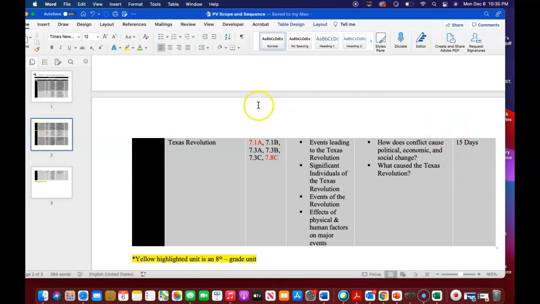Here are your different TEKS you'll cover. You have 2 readiness standards. The different topics will be the events leading to the Texas Revolution, significant people of the revolution, the effects that the revolution had, and the events of the Texas Revolution. And the students will again have 2 essential questions to answer at the end of this 15-day unit.